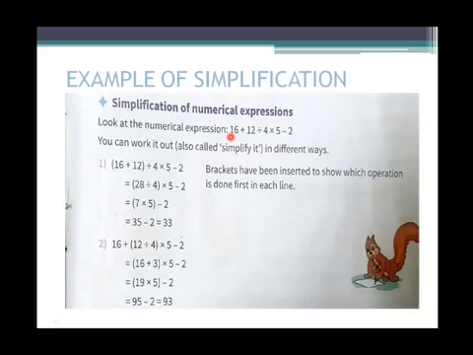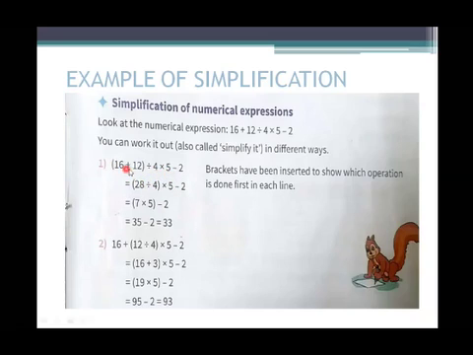See here, for example, we have the sum 16 plus 12 divided by 4 into 5 minus 2. Here you have division, multiplication, addition and subtraction, all of them. Now I will show you how you can work it out in different ways, and how you get different answers. But our rule is DMAS, so according to that only we have to do it. But first I will show you another way. So 16 plus 12 divided by 4 into 5 minus 2 is our sum.